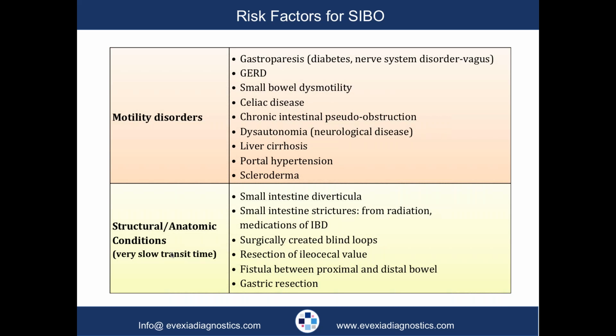Well, if there's gastroparesis, which essentially means that the stomach muscles are not working properly to help grind and digest some of the food, that's a disorder of motility, a very high risk factor for SIBO. Of course, GERD, and you see the list down there: small bowel dysmobility.